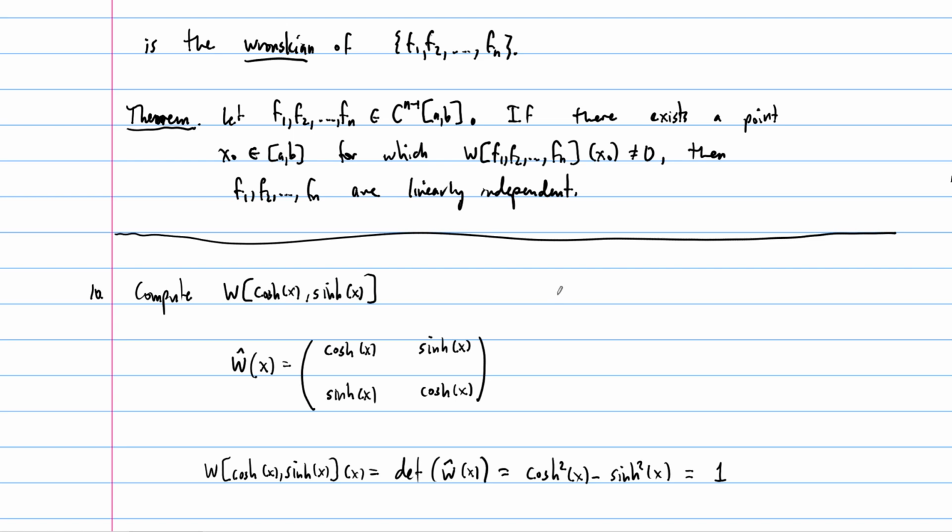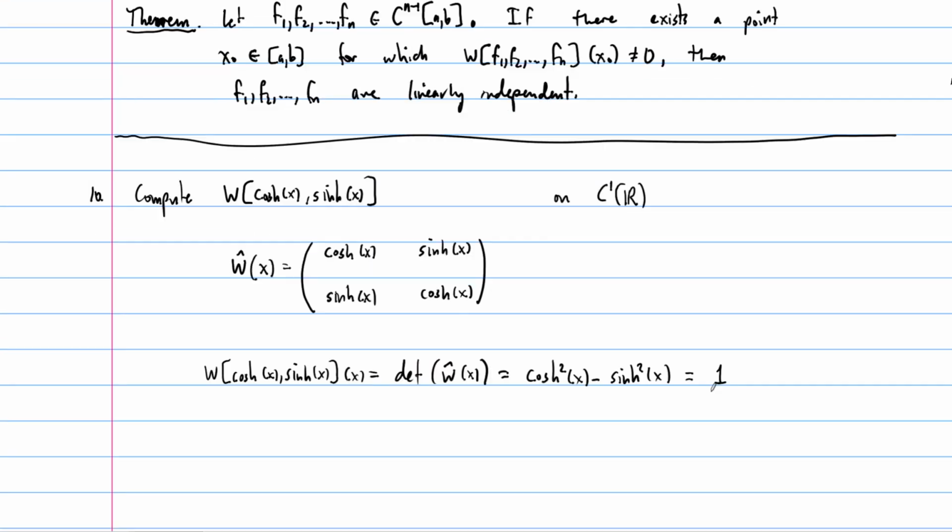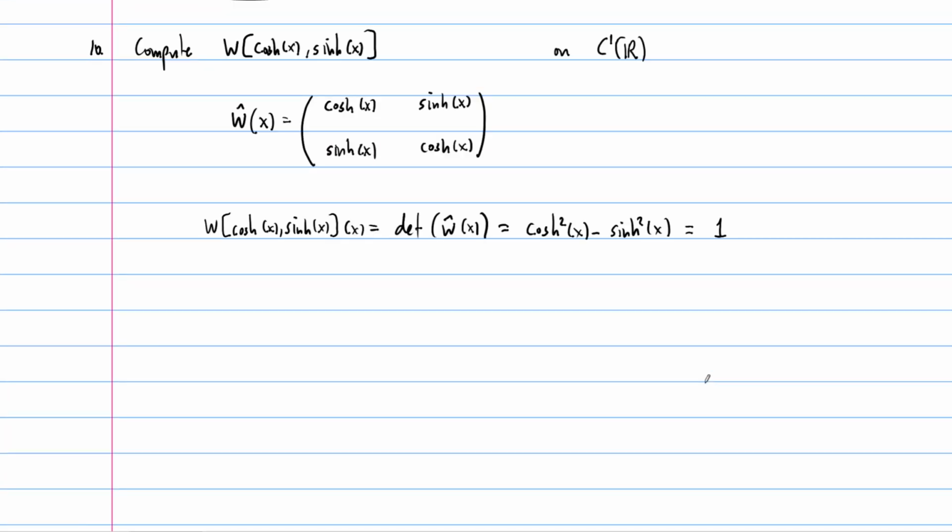I didn't even give an interval here, so we can consider this to be on C1 of all real numbers, actually, right? But the point is that the Wronskian is not 0. The Wronskian is 1. So that means that these two functions, cosh and sinh, are linearly independent. All right, on any interval or on R, all of R. But therefore, this is our set, right? Cosh of x and sinh of x. This set is linearly independent. Let's call it LI on C1 of R. All right, so there's one example.